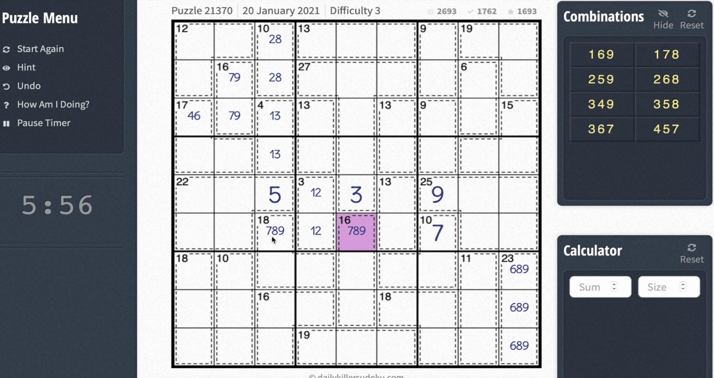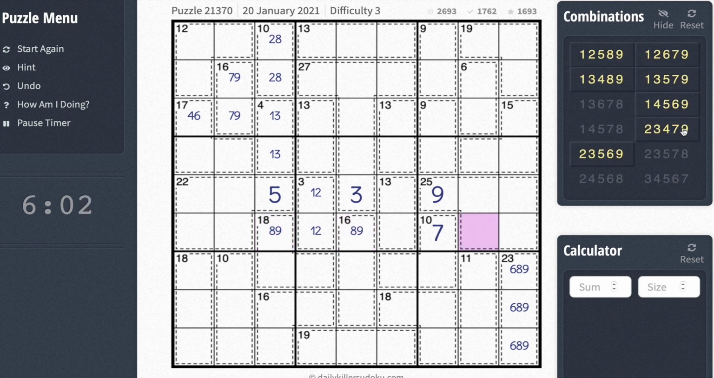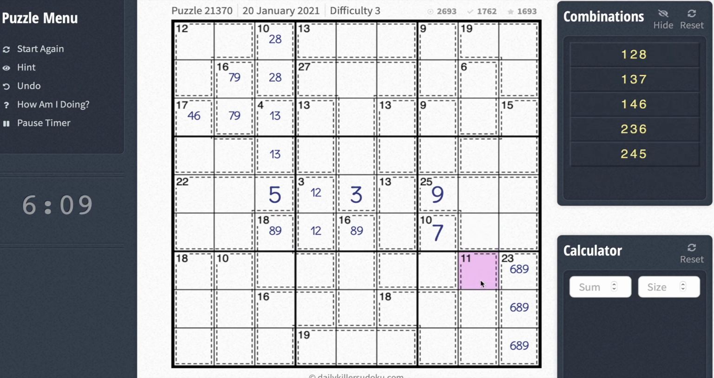So that's a 7. And we can take 7s out of here. Means we can eliminate anything with 7 from this cage. We've also not looked down here yet. We can eliminate 6s and 8s because we've got a 6, 8, 9 in here. So we've just got 2 options left there. Now we've got that 7.